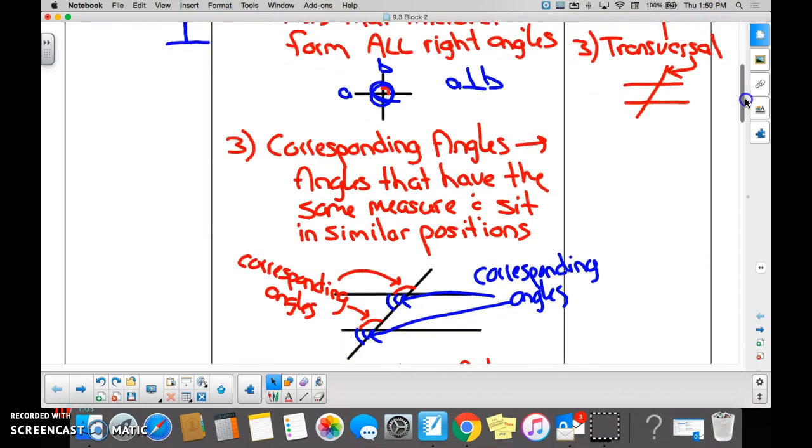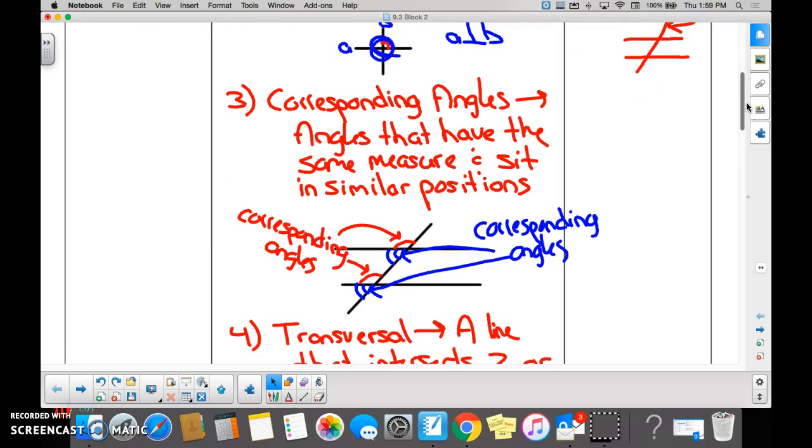Corresponding angles. Okay, corresponding angles are angles that sit in a similar position. You can only have corresponding angles if you have parallel lines cut by a transversal, right? So right here, on your tests, you will see these markings. When you see a marking with one half moony thing, and you see another marking with one half moony thing, that means they're corresponding. That means they're the exact same angle, just in a different spot. So therefore, you know they're corresponding. They are congruent. Congruent also means equal.